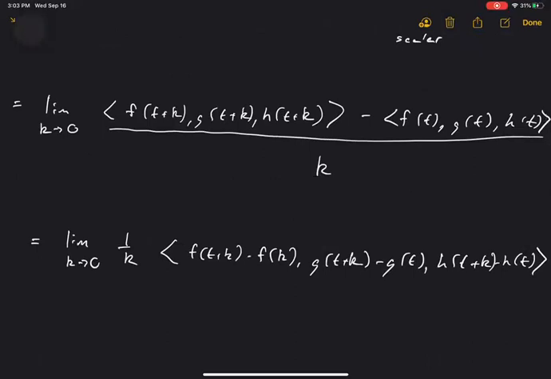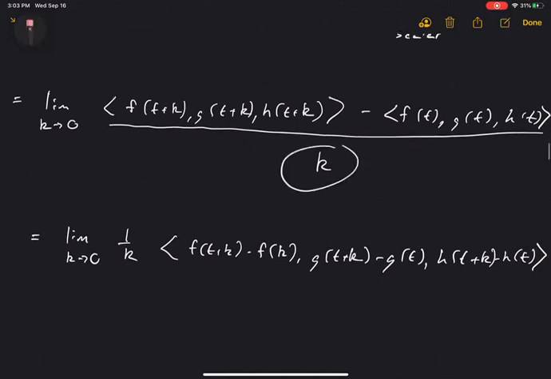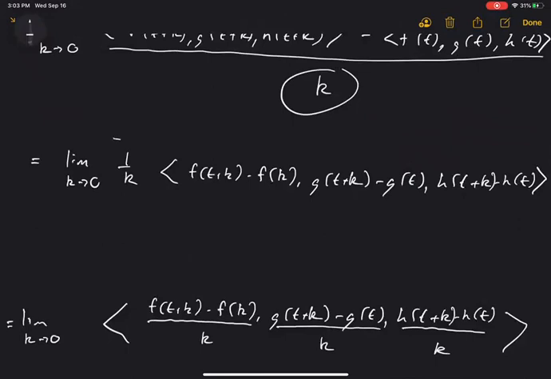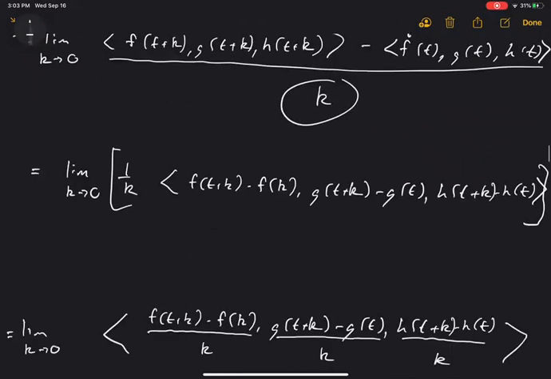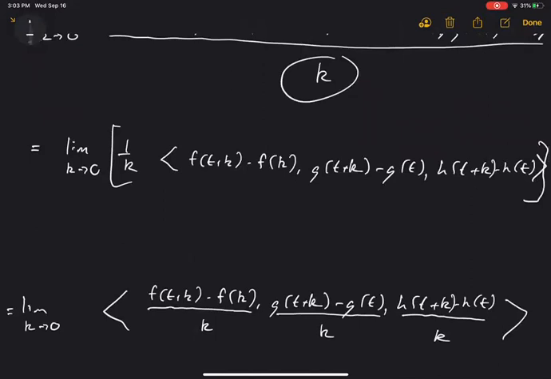Okay, so let's bring this k out front. All right. And now I have one vector minus another up here. Well, I can write that as a single vector, right? By putting it all together in one set of brackets.